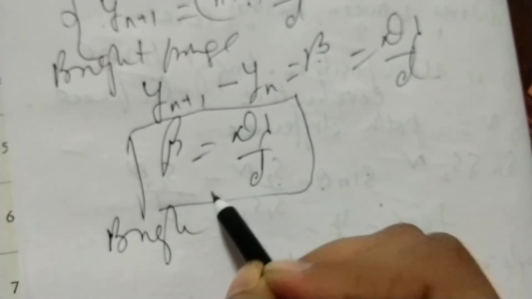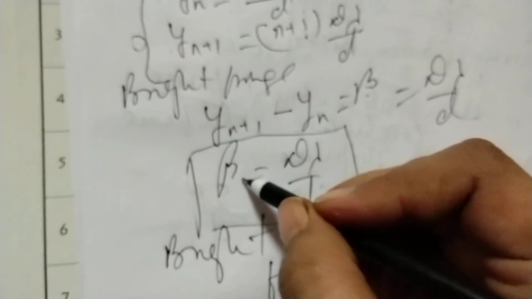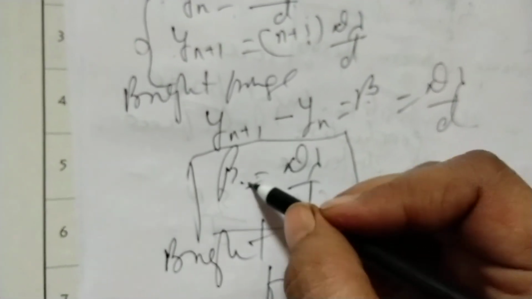So whether it is bright or dark, the fringe width beta is equal to D lambda by small d. Now this equation shows that if the distance between the slits is less, the fringe width will be more. If the distance between the slits and the screen is more, beta will be more.